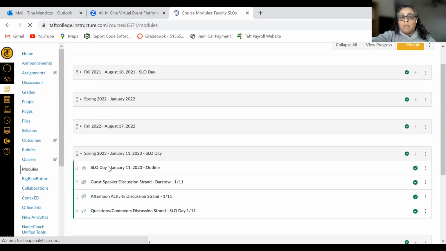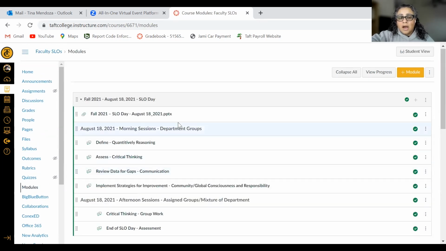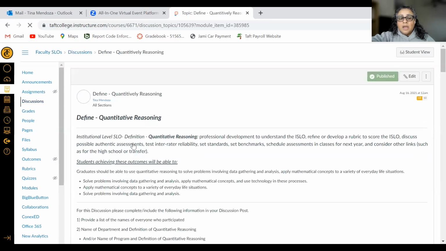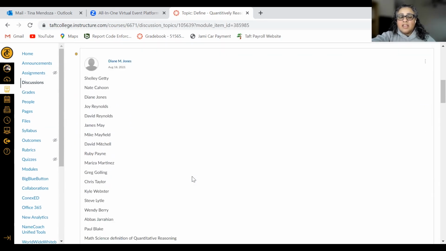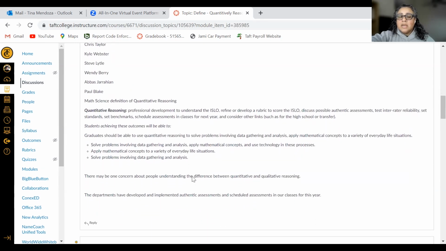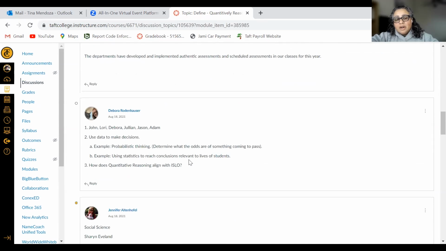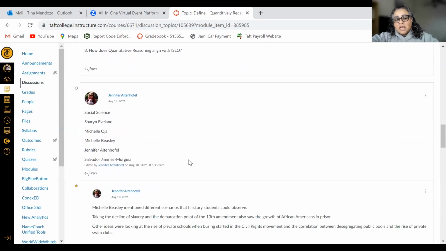I basically created a module for each SLO day. And this was our first day when I created, again, I thought in my mind, it would be better to define, assess, review, and implement strategies. So if we look at the first one, I gave the definition, but I also put faculty in groups and had them define and give me the people on their group. So you could see how they had the discussion in their group and then what the group posted. And we could see other posts by other faculty.